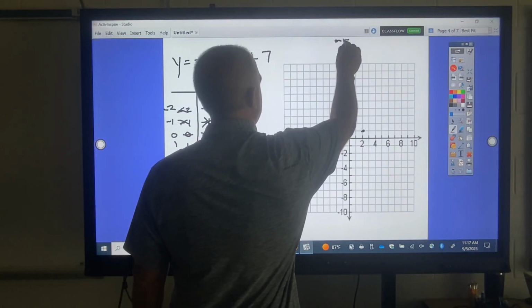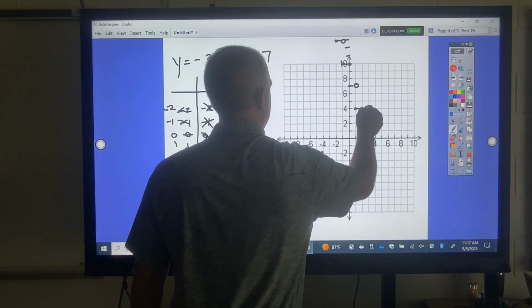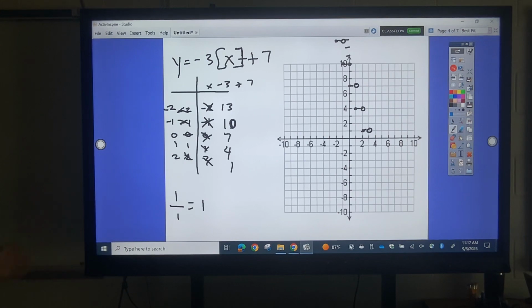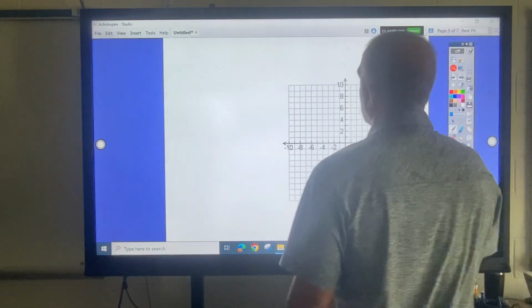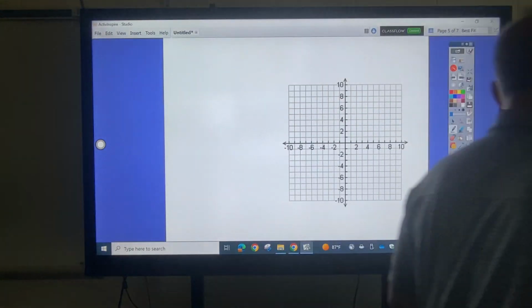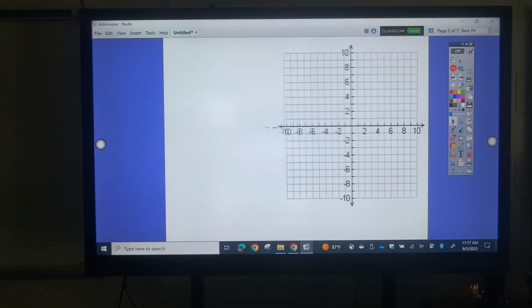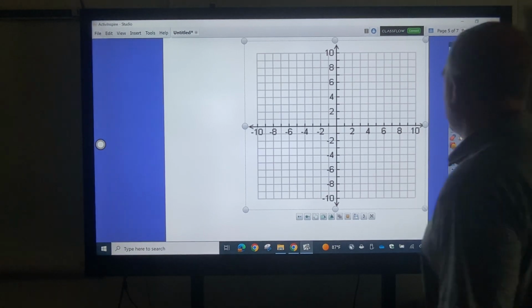Once again, I'm drawing until I get to the next one, and I'm putting an open circle. Open, open, open. So regardless of how the integer plays out, that's what you do. Okay, all right? Let's do one more. Let me spread this out a little bit, especially more so width-wise.